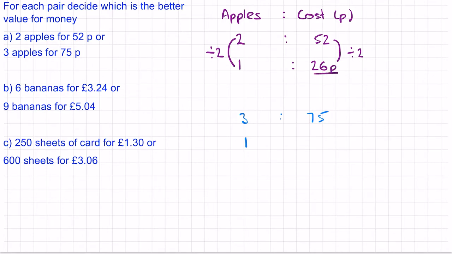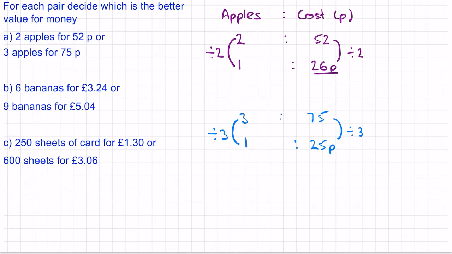And in our other offer, we'll divide 3 by itself to make 1. We'll do the same to the other side of our ratio. And 75 divided by 3 will give us 25 pence. So you can see it is better to choose this offer here because we are paying 1 pence less per apple. Okay, do you want to try question B?